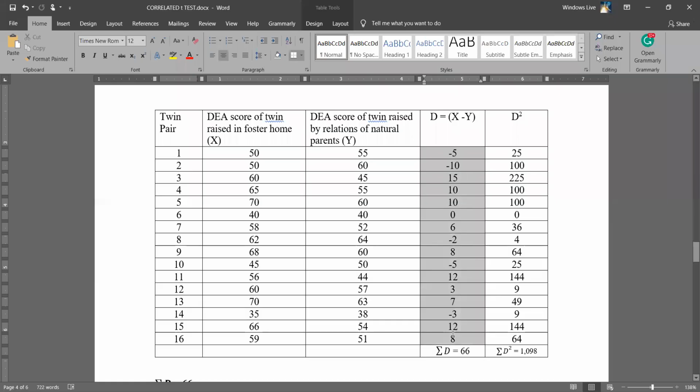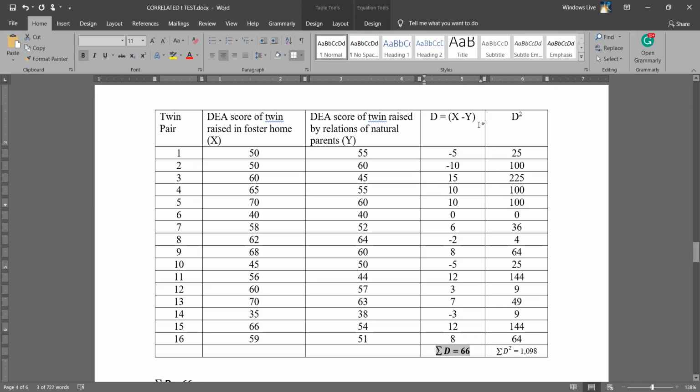these values together. So you add and subtract because we have negative values. So you add them together, and when you add, the final value that you get is 66.